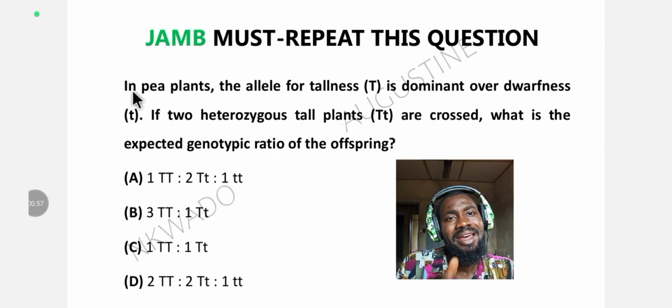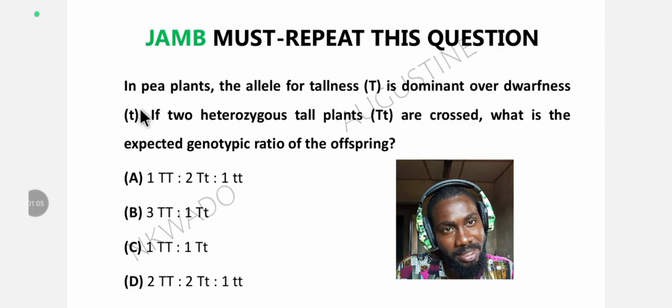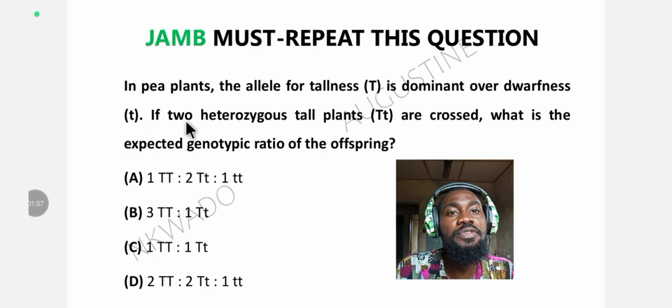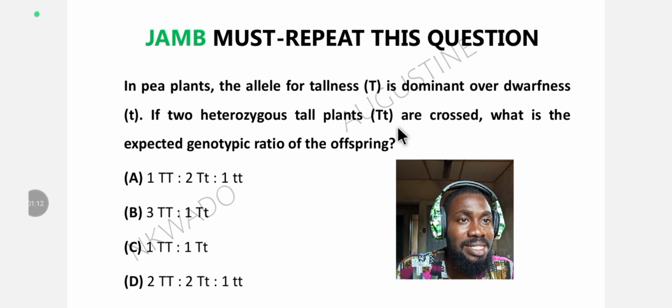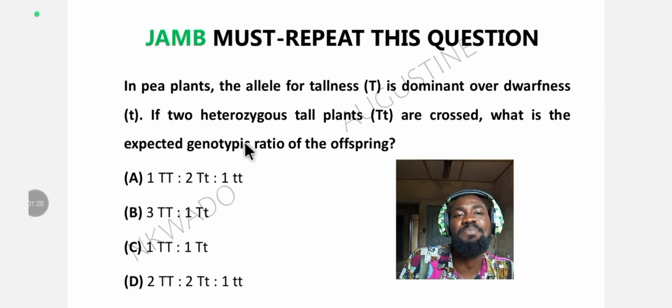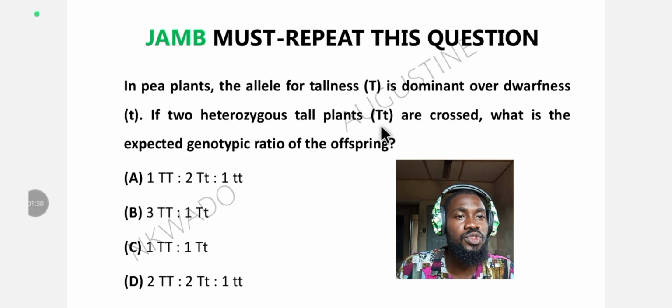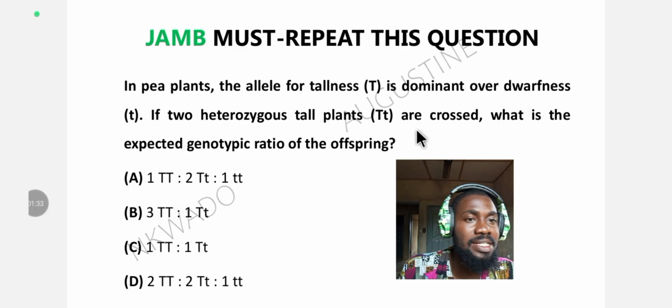The question reads: in pea plants, the allele for tallness, capital T, is dominant over dwarfness, small t. If two heterozygous tall plants, that's Tt, capital letter T and small letter t, are crossed, what is the expected genotypic ratio of the offspring? It's telling us the expected genotypic ratio of the offspring. That is, if two Tt are crossed, two from the left, two from the right, what is the ratio?